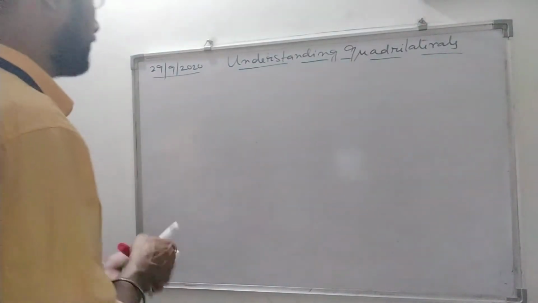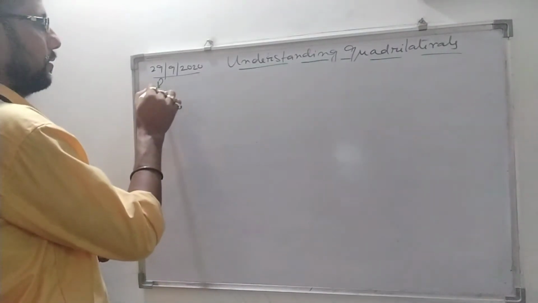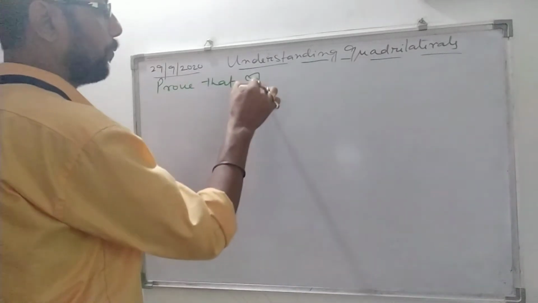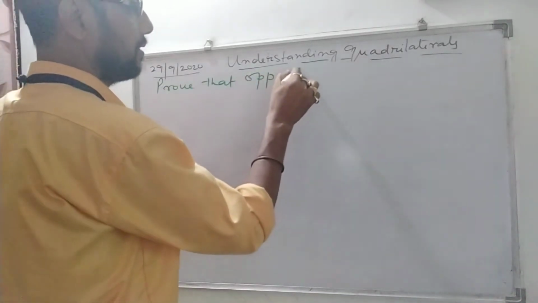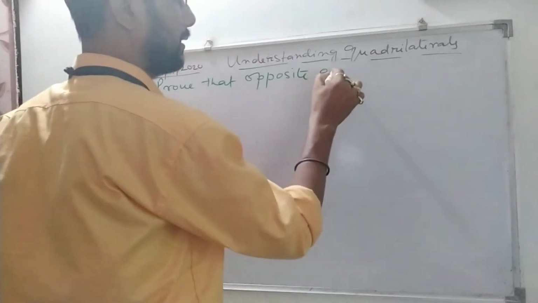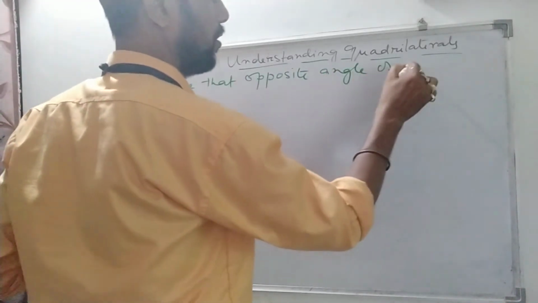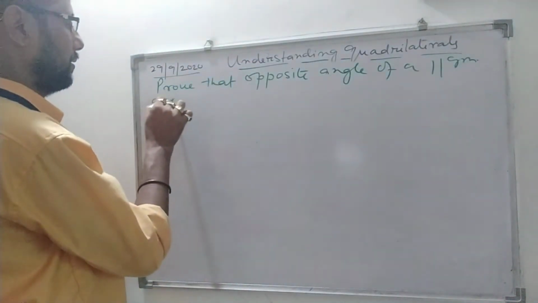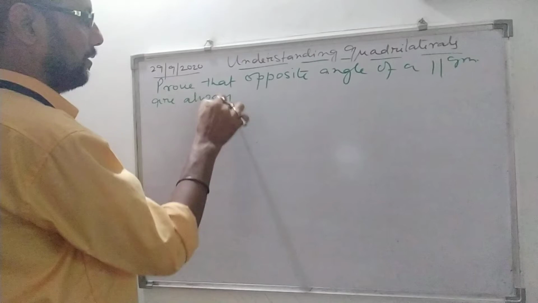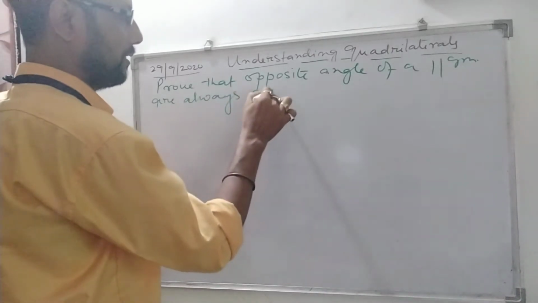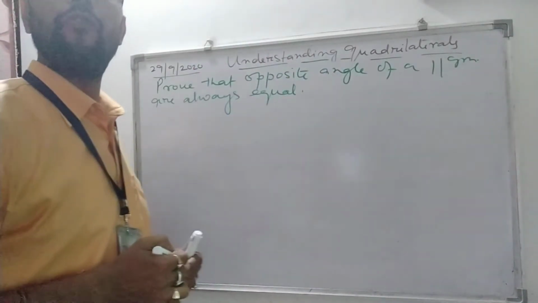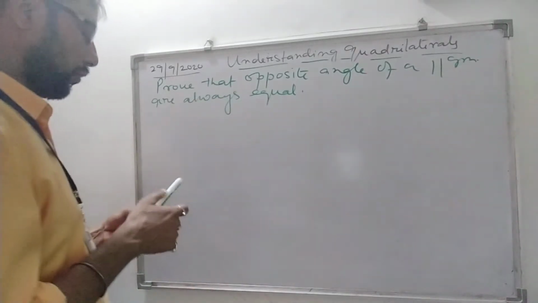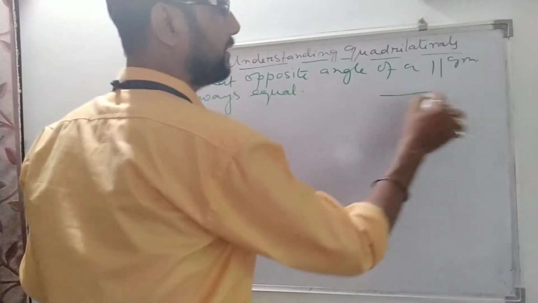Prove that opposite angles of a parallelogram are always equal. We have to prove that the opposite angles of a parallelogram are always equal. Now let me draw a parallelogram. It means that this is the parallelogram.